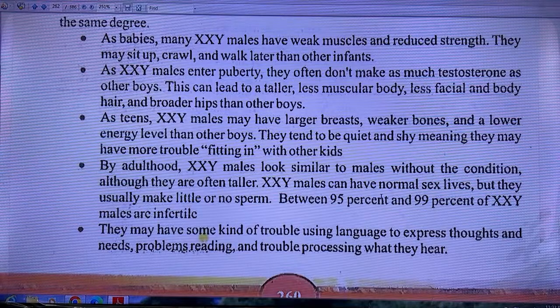They may have some kind of trouble using language to express thoughts and needs, problems reading, and trouble processing what they hear.